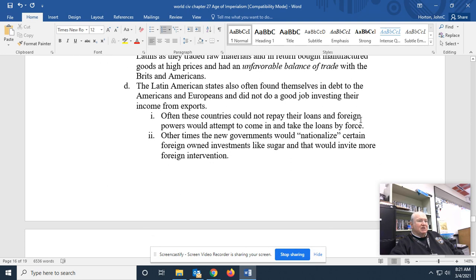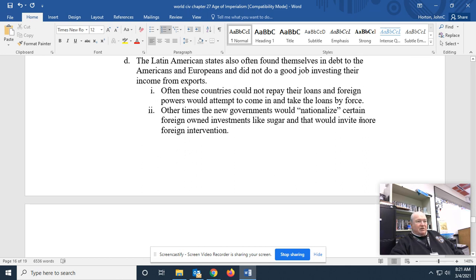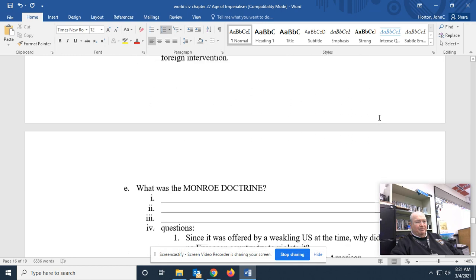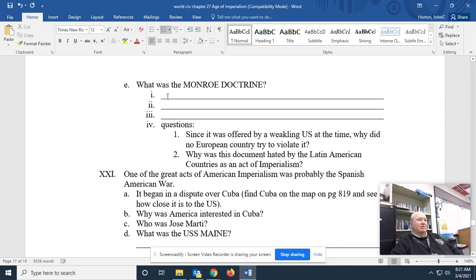The Latin American states also often found themselves in debt to the Americans and the Europeans, and they did not do a good job of investing their income from exports. Often these countries could not repay the loans, and foreign powers would attempt to come in and take the loans by force. Other times, the new governments would nationalize. That means the new government would take over companies, foreign-owned investments like sugar, and that would invite more foreign intervention. Ah, yes, the Monroe Doctrine.